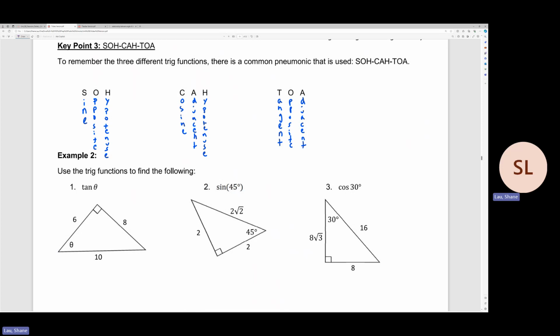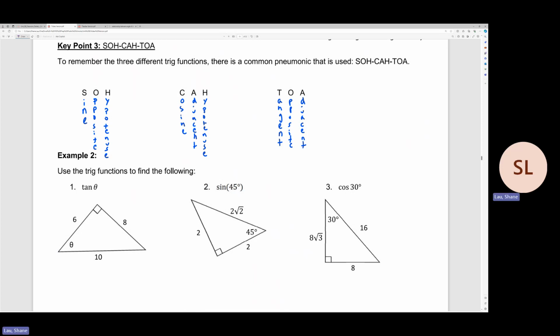SOH refers to sine, CAH corresponds with cosine, and TOA will correspond with tangent. Okay, so we have these three to help us memorize it. And in addition to that, we have it on our reference sheet. It's actually the right triangles section of our reference sheet, and it tells us exactly what we need for sine, cosine, and tangent of theta as far as trigonometric ratios go.